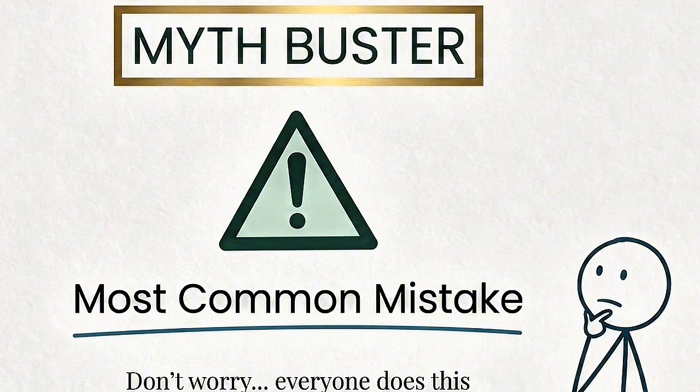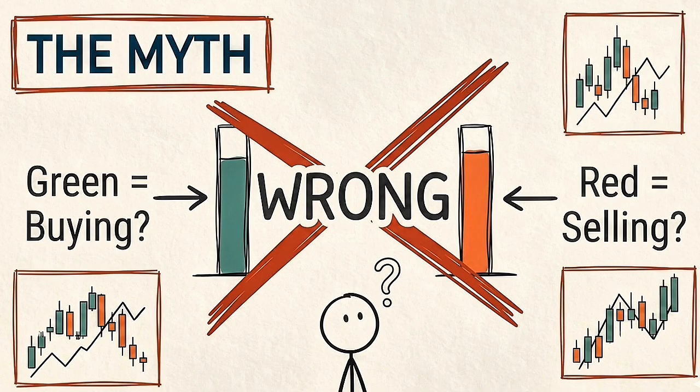And if you've been making this mistake, don't worry. Almost everyone does. The myth? Green volume bar means buying. Red volume bar means selling. That is not how it works.